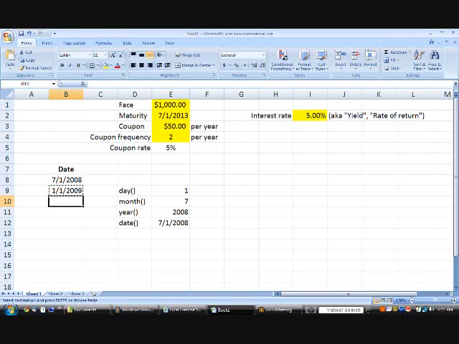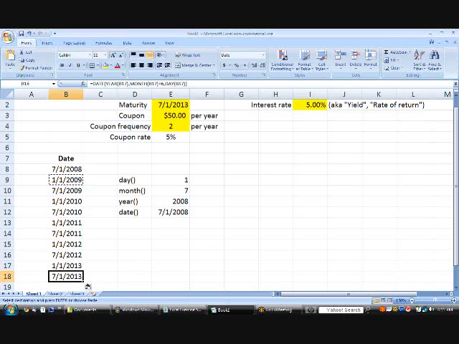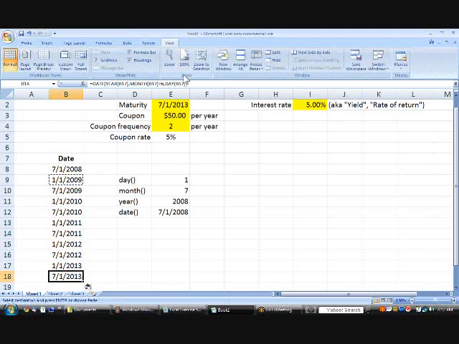And then we can just copy this formula down. We get July 1st, 2009, January 1st, 2010, etc. And we can copy until we get to the maturity date, which is July 1st, 2013. Zoom out just a little bit here.